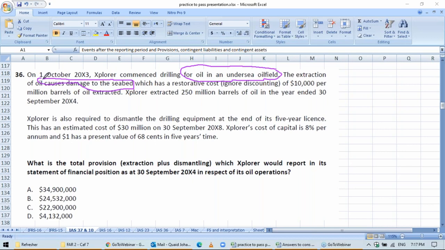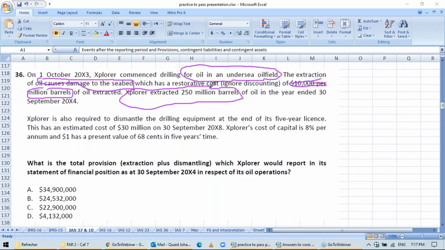So as they keep extracting more oil out of the oil field, the more damage will take place to the seabed. Right, now what happens? The restoration cost is 10,000 per million barrels, and they have extracted how many? Till now, they have extracted 250 million barrels. So now there is a question: can this company Explorer avoid paying 10,000 per million barrels for these 250 million barrels? It cannot.